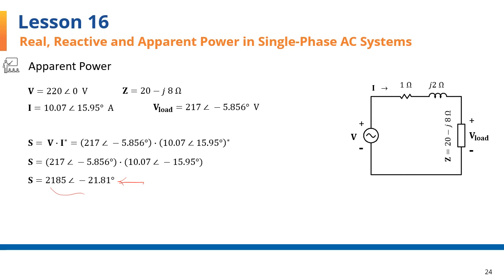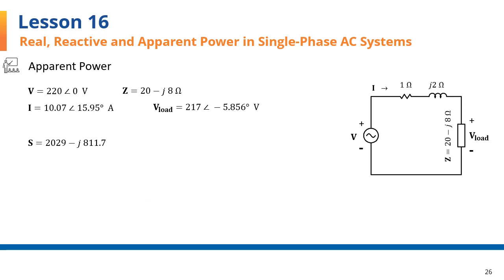Complex power is best expressed in Cartesian or rectangular format and not in polar format, because in the rectangular format, the active and reactive power components of the complex power are directly visible. So I'm going to put this in Cartesian or rectangular format, which is seen here. 2029 minus J 811.7.